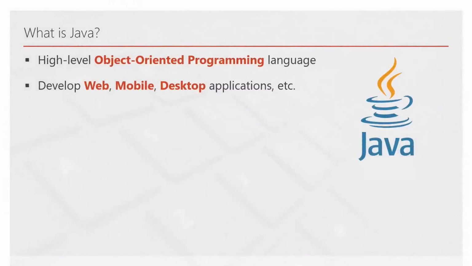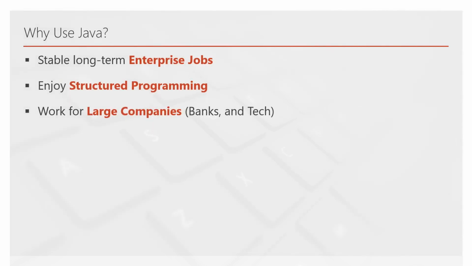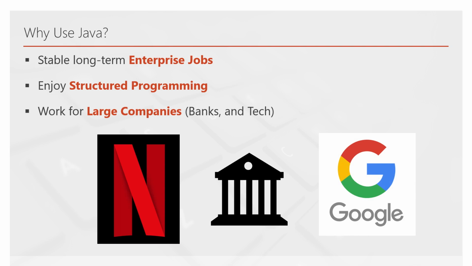Java is a high-level object-oriented programming language that's used to develop web applications, mobile applications, desktop applications, and so on. You want to use Java if you want a stable long-term enterprise job, if you enjoy structured programming, or like to work for large companies such as banks and tech companies.